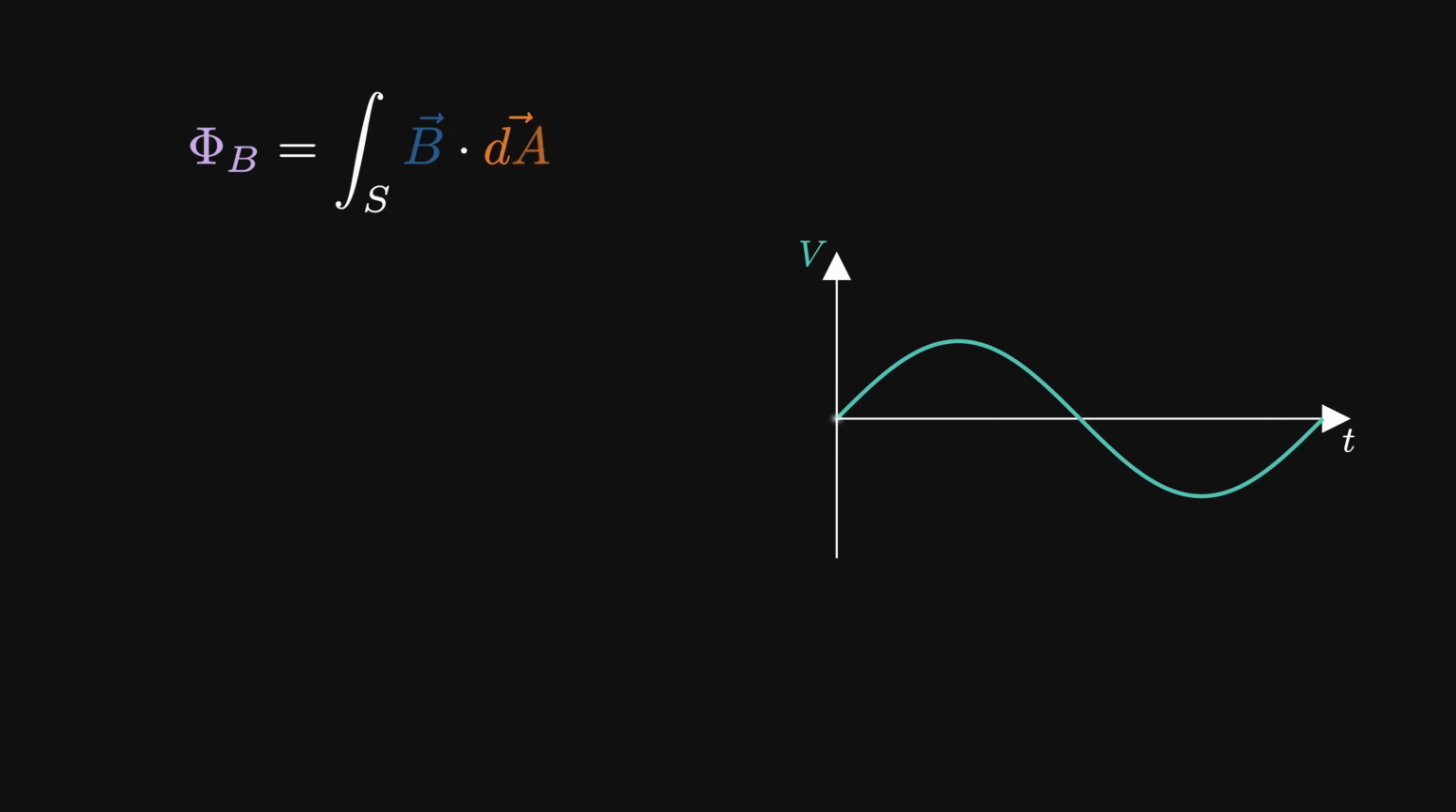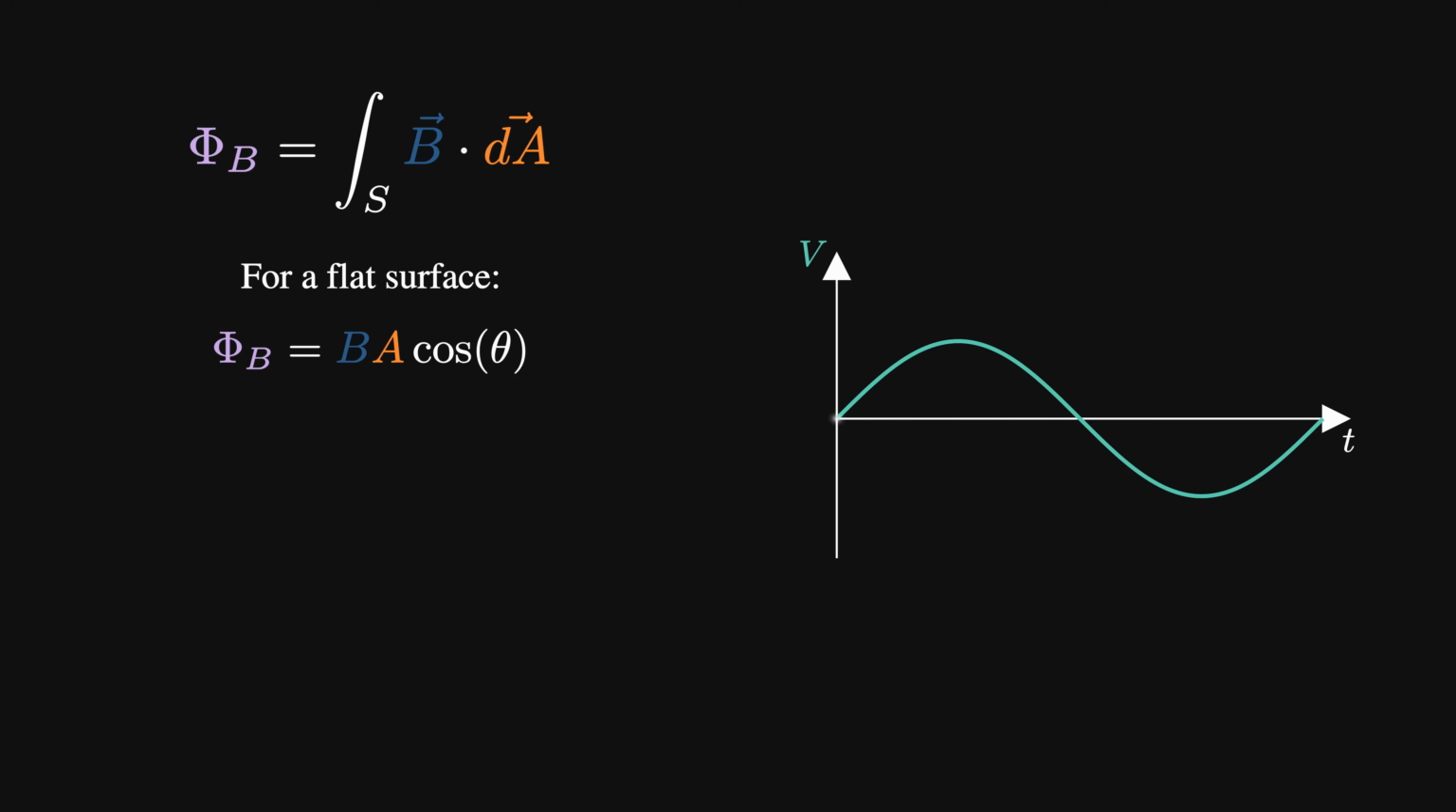As we know, magnetic flux is the integral of B.dA. For a flat loop in a uniform field, this simplifies nicely to phi equals BA cos theta, where theta is the angle between the magnetic field and the loop's normal direction.